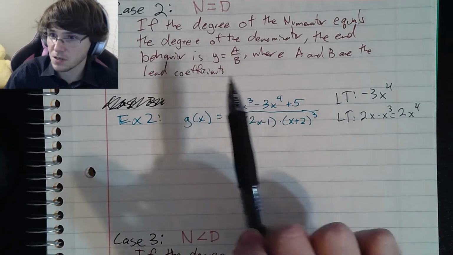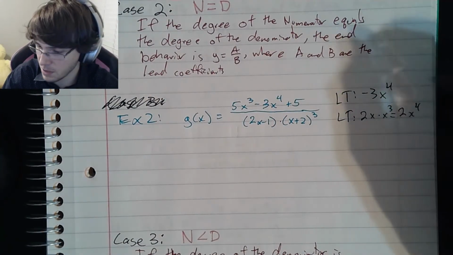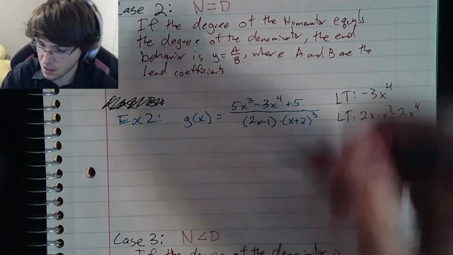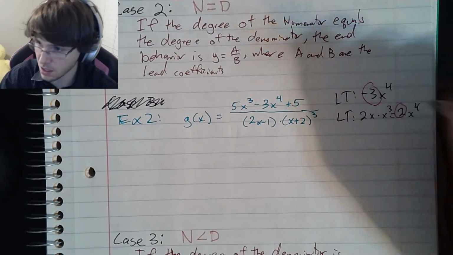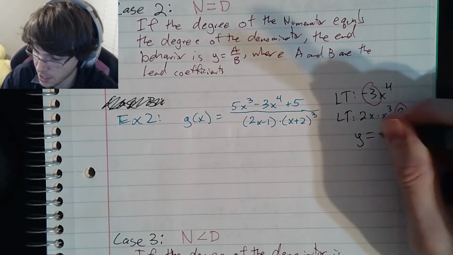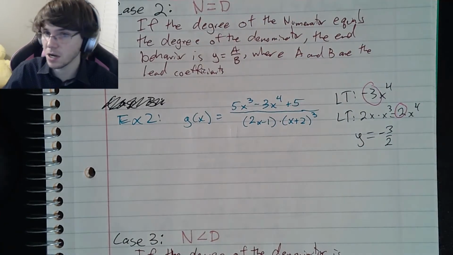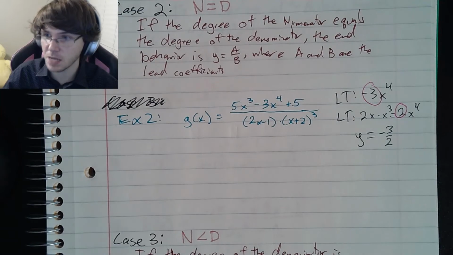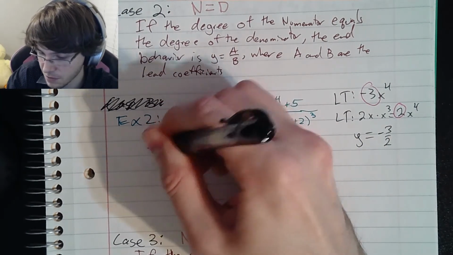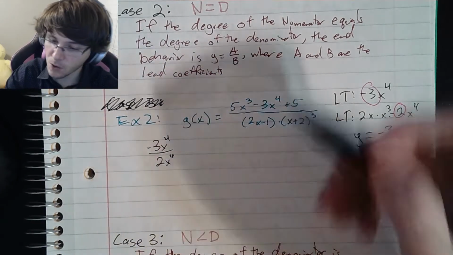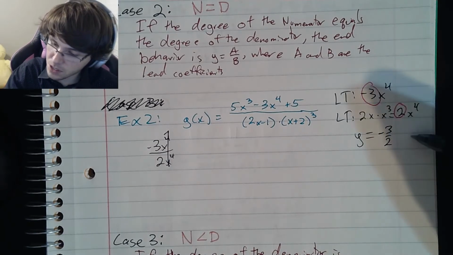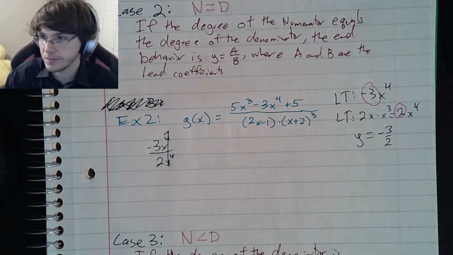The end behavior is y equals a over b. What I mean by a over b is, well, let's go ahead and circle a and b. Those 2 guys right there. It is quite literally, the answer is going to be y equals negative 3 over 2. Let's talk about y really quick. If we use the same technique as we did in the previous problem, and we just did negative 3x to the 4th divided by 2x to the 4th, well, the x to the 4ths cancel out completely. And if they cancel out completely, you just get this y equals negative 3 over 2.